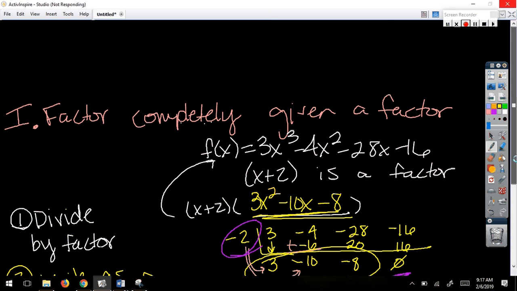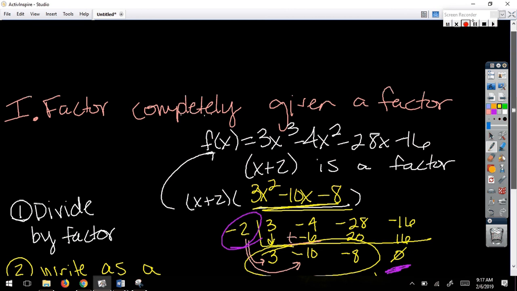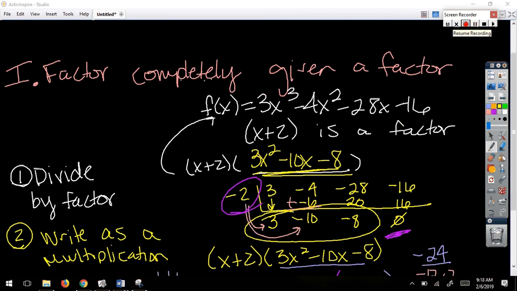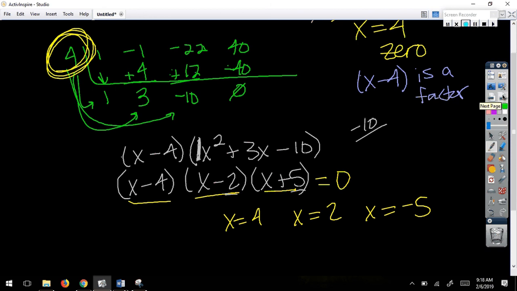Okay guys, factor completely given a factor. Notice the biggest thing that students have trouble remembering is the sign changes when you divide here. When it's a factor, you take the opposite sign of the factor. But when you're given the zero, because the signs are opposite for zeros and factors, you keep the sign the same when you divide.